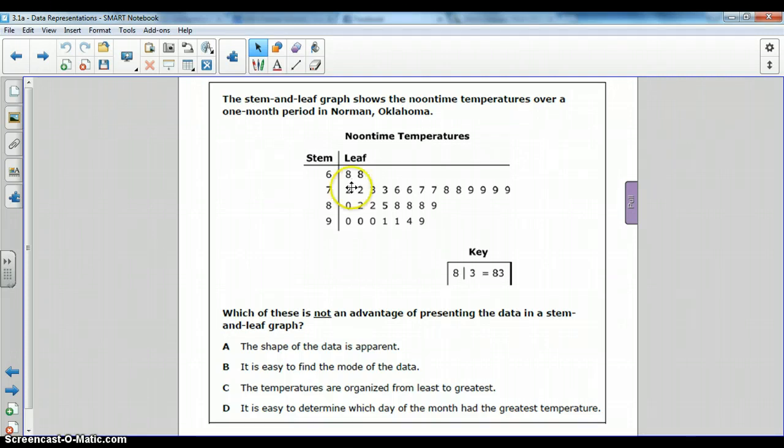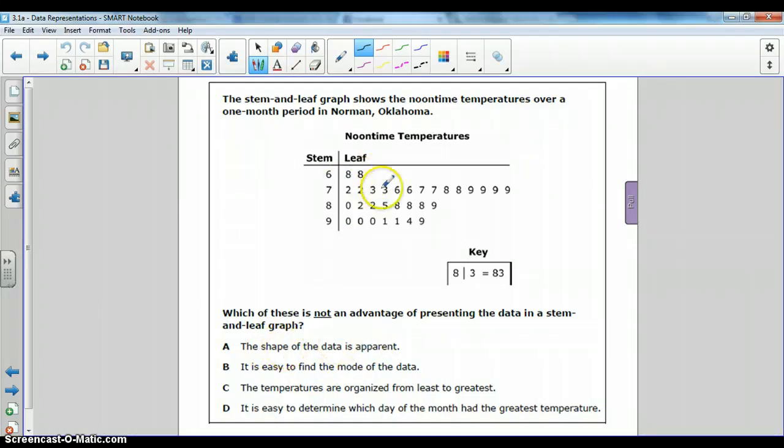It says this is a stem and leaf graph showing the noontime temperatures over a 1 month period in Norman, Oklahoma. Which of these is not an advantage of presenting the data in a stem and leaf graph? The shape of the data is apparent. I think that's true. It is easy to find the mode of the data. Remember, mode is the number that occurs most often. The temperatures are organized from least to greatest. It is easy to determine which day of the month had the greatest temperature.